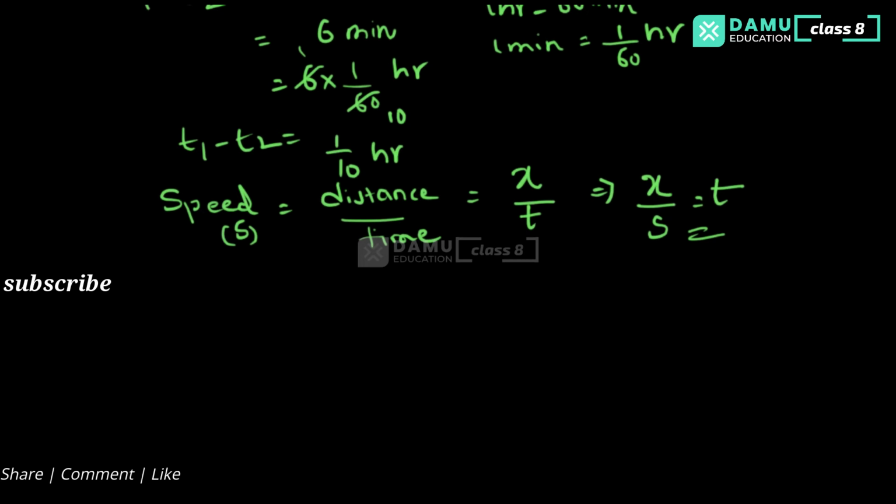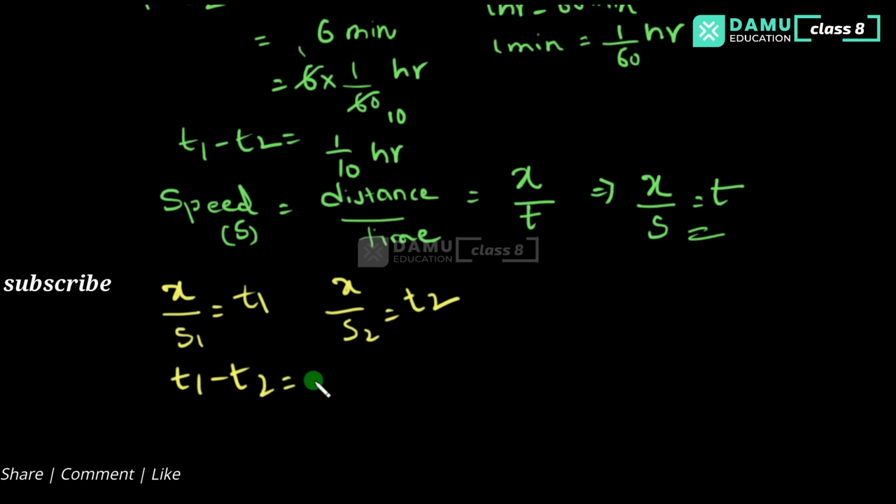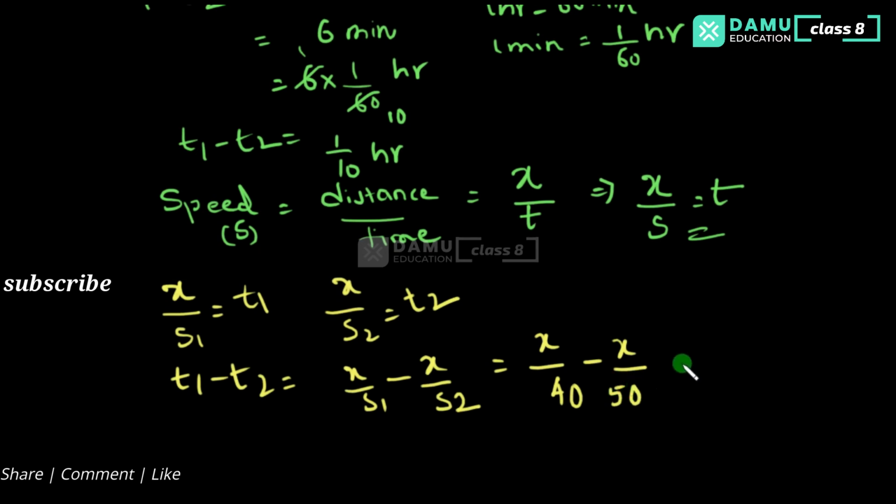So for our first case, let's take x as the same distance. With s1, t1 will be equal to x by s1, and with s2, t2 will be equal to x by s2. So t1 minus t2 will be equal to x by s1 minus x by s2. Here x by s1, the speed of the first one is 40, minus x by s2, the speed is 50. That will be equal to t1 minus t2, which we got as 1 by 10.